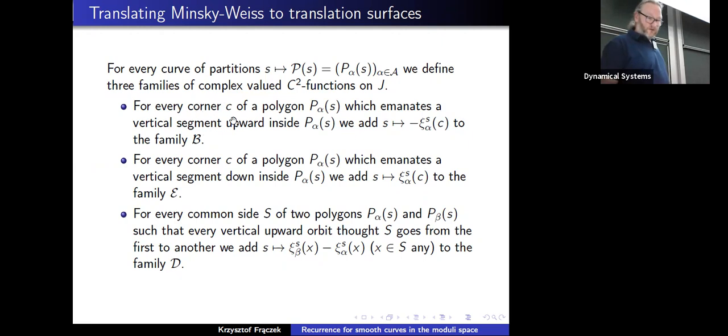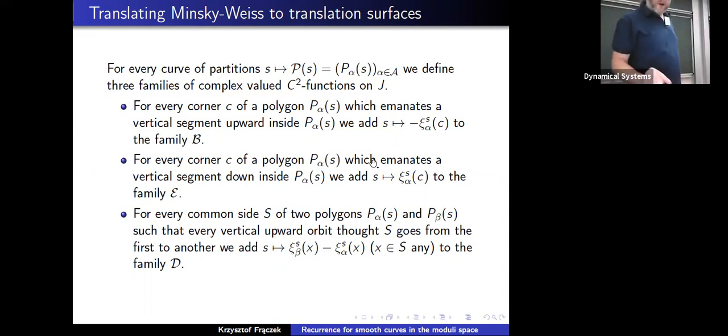In the first, we take any corner of a polygon. Okay, we have a polygon. And we take any corner which emanates a vertical segment upward inside this polygon. In this situation, we calculate local coordinates of this corner. Then we obtain a function assigning minus these local coordinates, and we add all these functions to the first family B. To define the second family, we consider all corners which emanate vertical segments downward, and we do more or less the same, but we attach here not minus, but just the local coordinates.